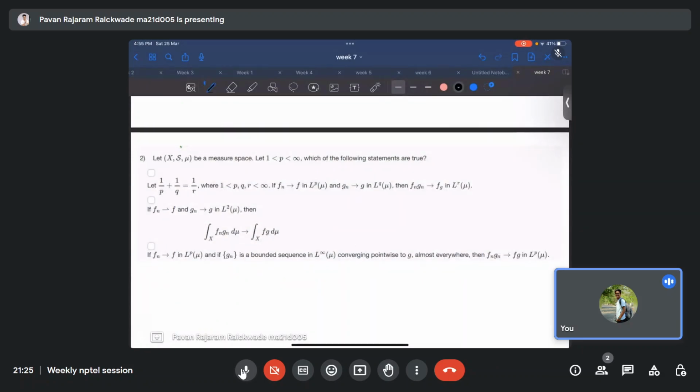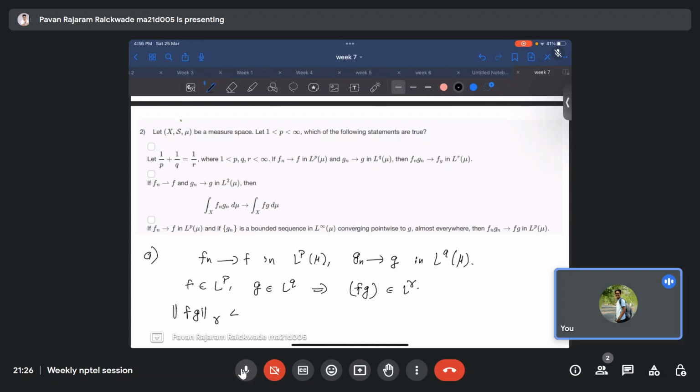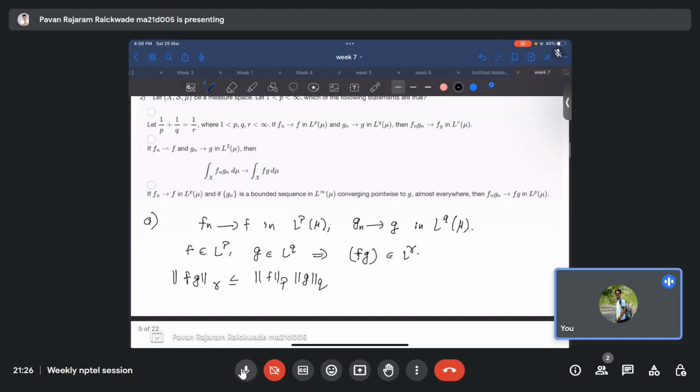Now the second question, Part A. You have Fn going to F in LP over mu, then you have Gn going to G in LQ mu. Sir has proved in lectures that if F belongs to LP and G belongs to LQ, then the product FG belongs to LR. In fact, the R norm of the product is less than or equal to the P norm of F times the Q norm of G.